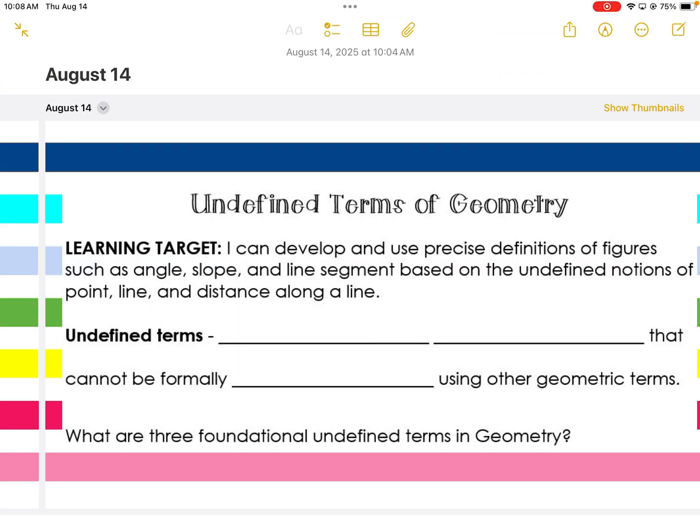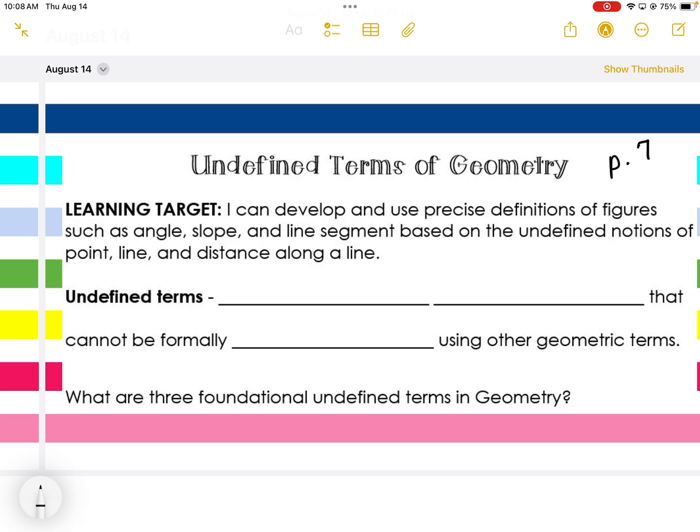All right. Notes for August 14th. Today we're going to start on page 7 in your composition book. If your class has already taken these notes, you can just fast forward through and find where you need to start. But I think we've all done this where we've talked about the first 3.